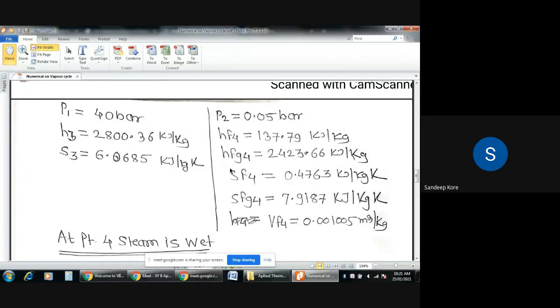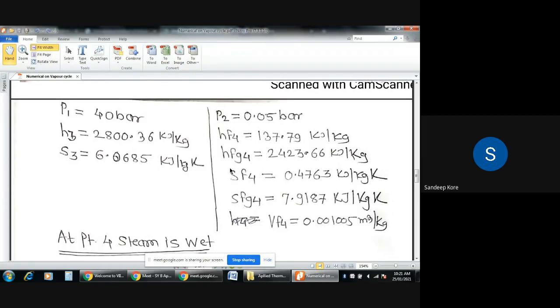So once again, I'm repeating. In a steam power plant, the boiler pressure is 40 bar, condenser pressure is 0.05 bar, and the steam is dry and saturated at the inlet of the turbine. Find out the Rankine cycle efficiency, the net work, and the specific steam consumption. So these three parameters we have to find out. Now, how to solve this numerical?